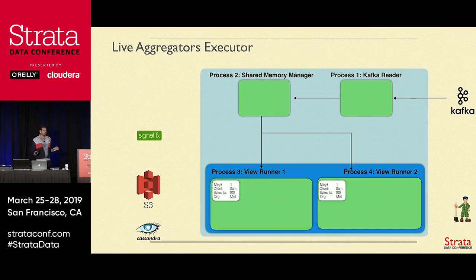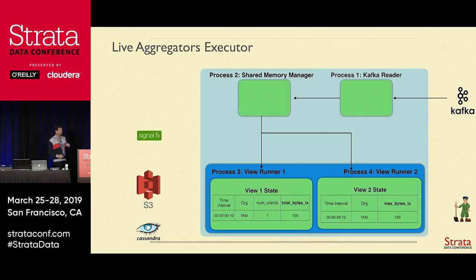In this case, let's assume view number 1 is doing the aggregation we discussed in the last slide, and view number 2 is just calculating the maximum bytes transferred for any org by any client, for each org. View number 1 updated the state in a similar fashion to what we saw earlier, and view number 2 is just keeping the maximum bytes. Now let's see when the second message comes in. It's read by Kafka reader, shared with shared memory manager, and then both the views. Now the views would read this message and update their state.